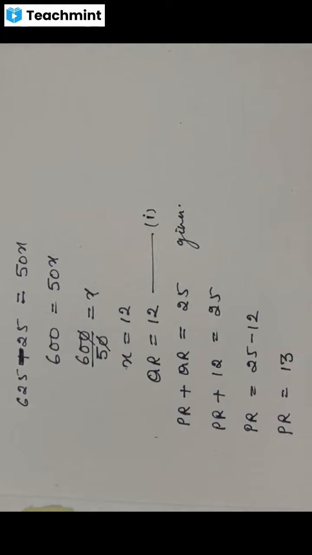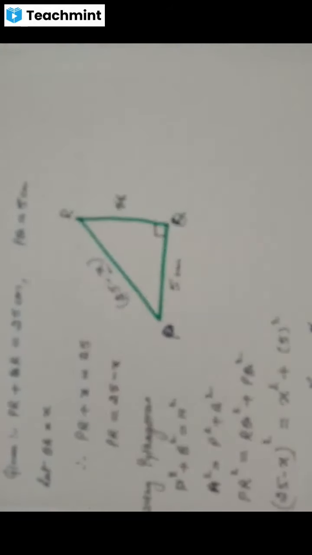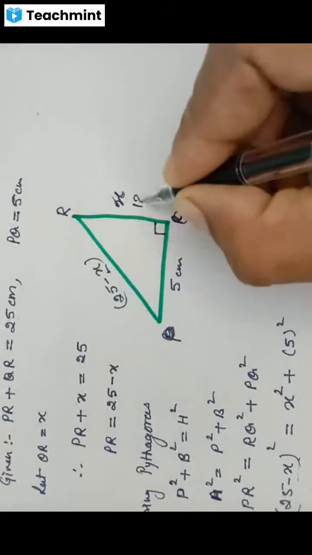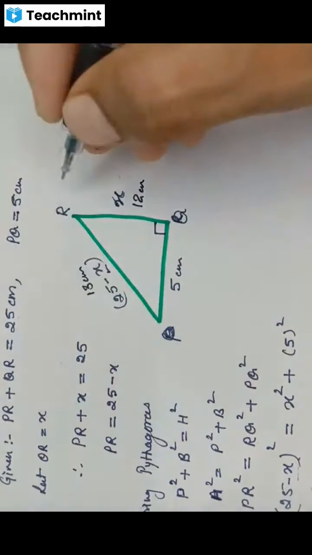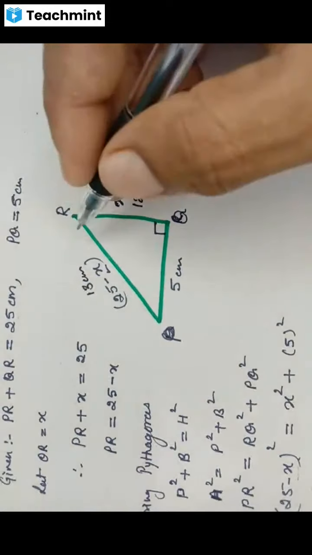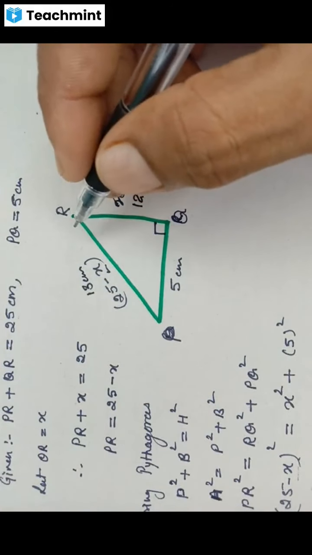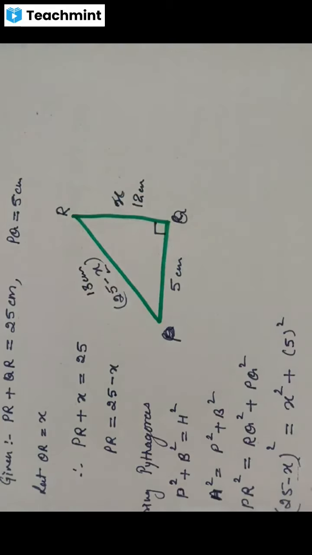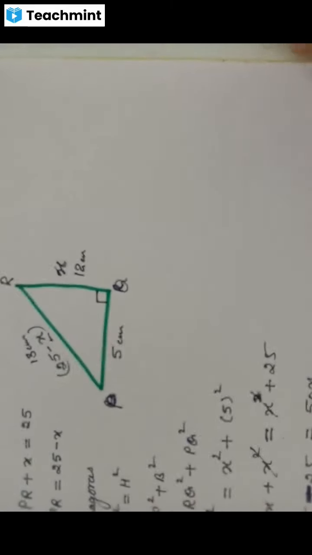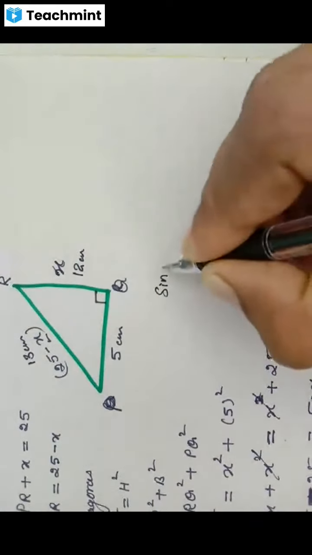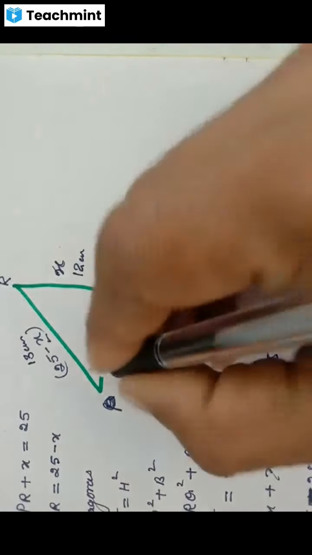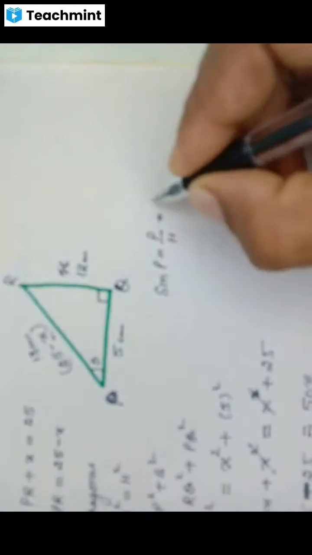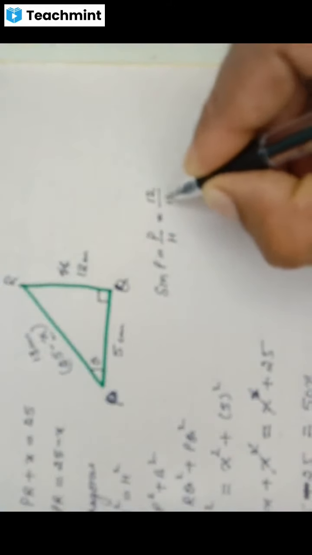Now we will go to the figure once again. Here we have taken 12 centimeters and this we have taken 13 centimeters. QR is equal to 12 and PR is 13. Now what do we have to find out in this? At the end of the question, it is asking us to determine the value of sin P, cos P and tan P. So we have to find sin P. Sin theta is equal to perpendicular upon hypotenuse. If theta is at the place of P, perpendicular is 12 and hypotenuse is 13.